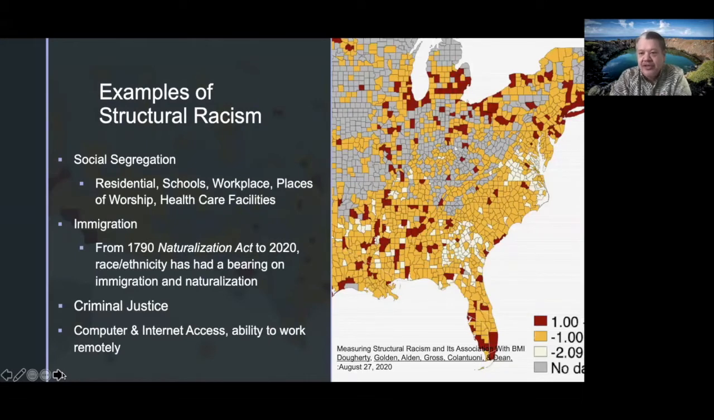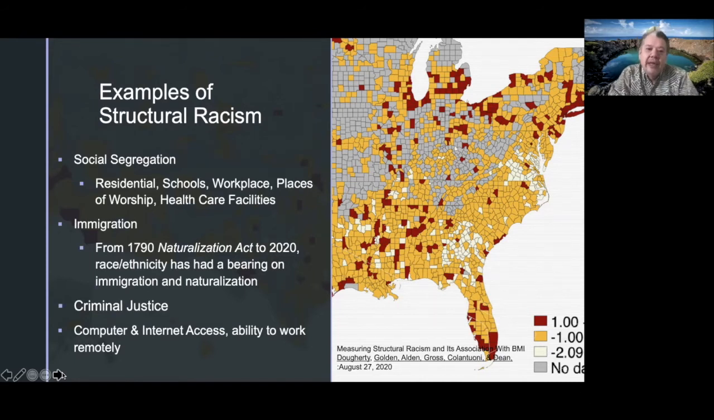Just a few examples of how structural racism gets seen within society. This is where just the tip of the iceberg exists, right? The social segregation of structural racism leads to inequalities in terms of our residential areas, our schools, our workplaces, our places of worship. All of these things are places where we see social segregation. Some of this is historical with regards to redlining and such, but some of it exists today with the unequal funding of school systems. In terms of healthcare facilities, who is allowed to go to certain healthcare facilities and who ends up going to other healthcare facilities because of issues of access or lack of income or lack of resources.